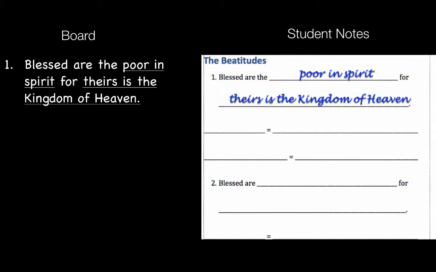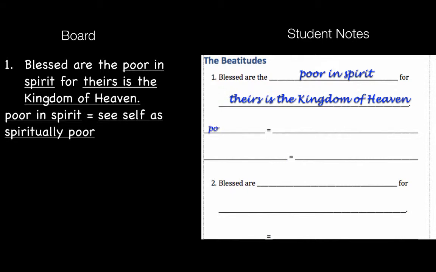So we might say, after we've read those verses, what it means to be poor in spirit is that we see ourselves as spiritually poor. So you write that on the board, the students copy that down. Now, what does it mean, the kingdom of heaven? What is that talking about? Let's look at some verses.